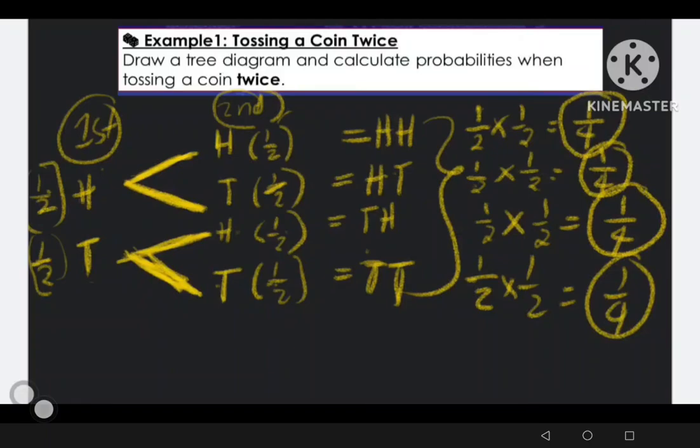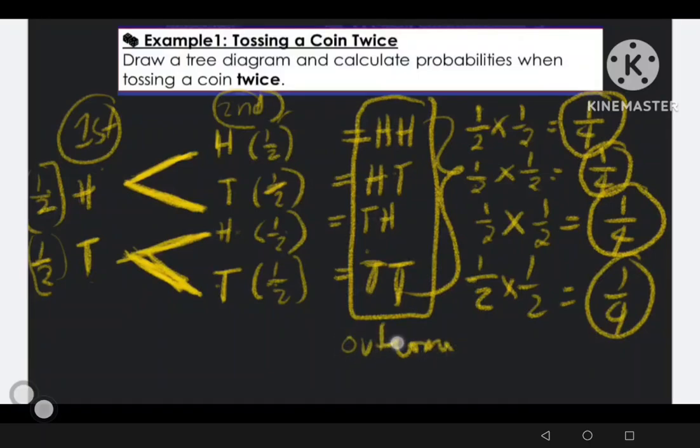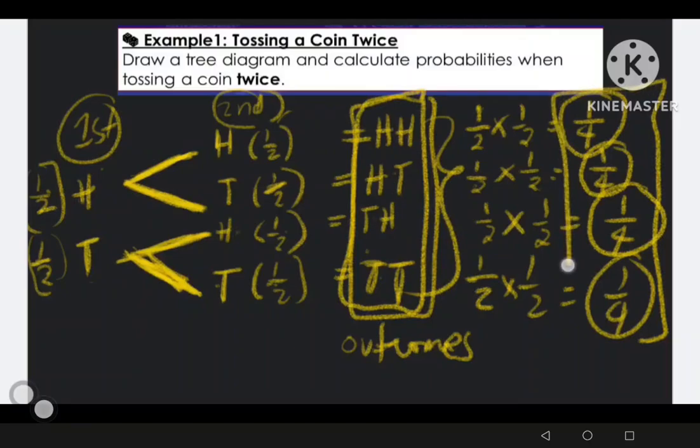For our final result, there are 4 possible outcomes: head-head, head-tail, tail-head, and tail-tail. These are our outcomes in tossing a coin 2 times. Each outcome has a probability of 1/4. And if we add up all of these outcomes, the result is 1. So these are our outcomes, and these are our probabilities.